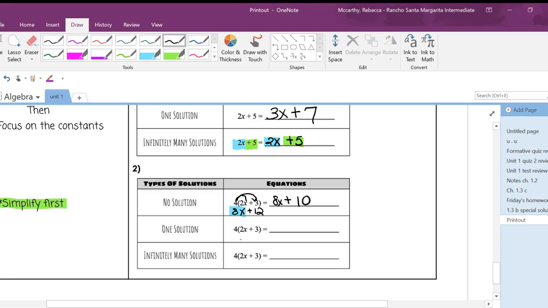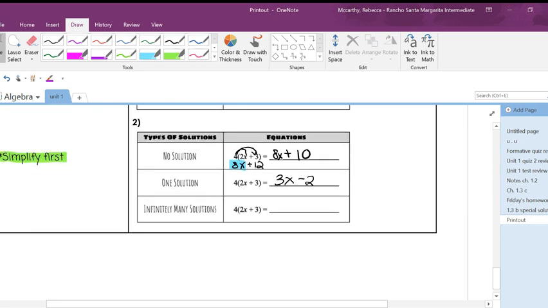One solution, well, I know my coefficients have to be different, so I'm going to put 3x minus 2. Doesn't matter what my constants are. Infinitely many solutions, my coefficients and my constants are the same. So I'm going to write 8x plus 12. They have to be identical. This 8x has to match that, and my constants have to be the same. Okay, thank you.